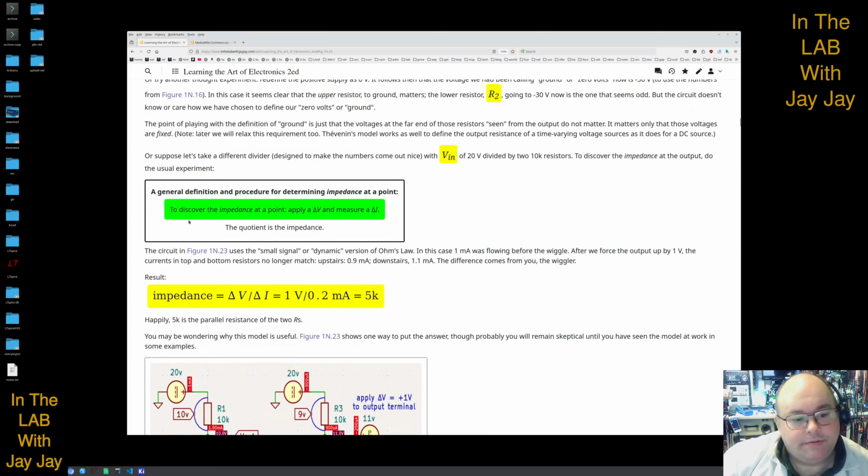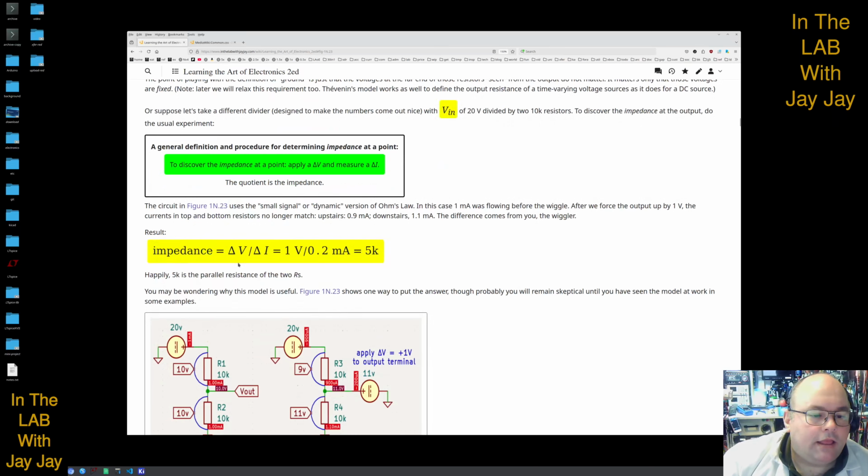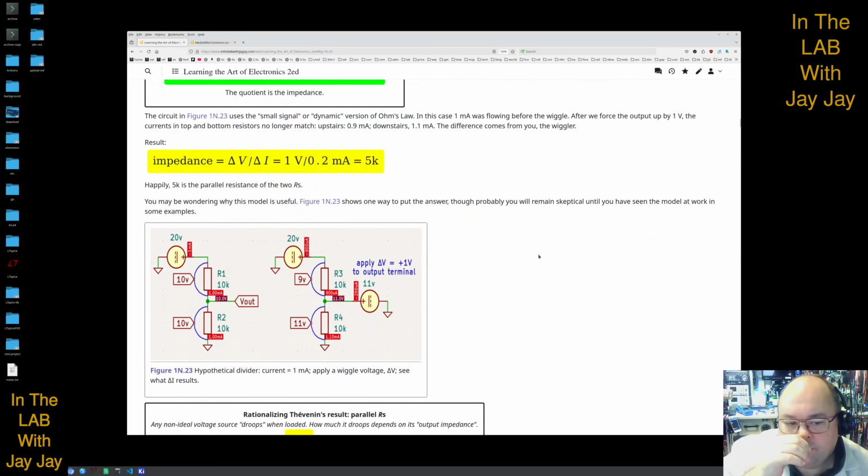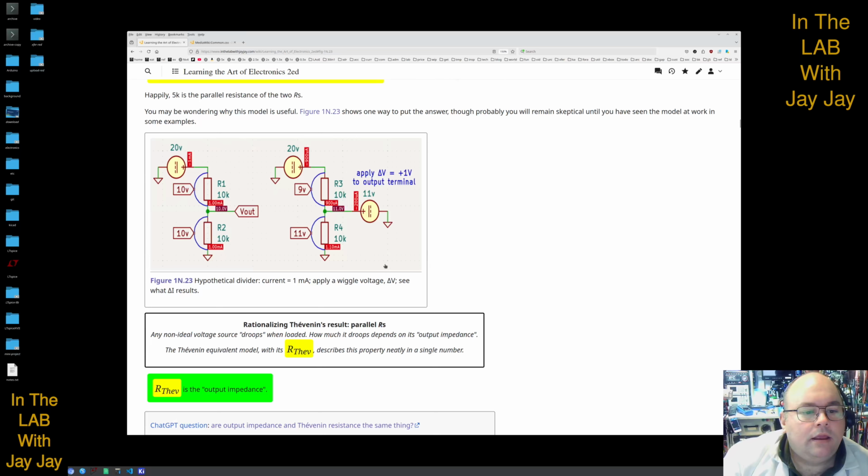So as we were saying, this is the general definition and procedure for determining impedance at a point. Apply a change in voltage and measure the change in current. And then you can calculate the impedance as the quotient of those two values. In this case, it's 5K. Here are the two circuits. This is the circuit we start with. And then in this circuit, we add the extra 1 volt in here. And we calculate the change in current.